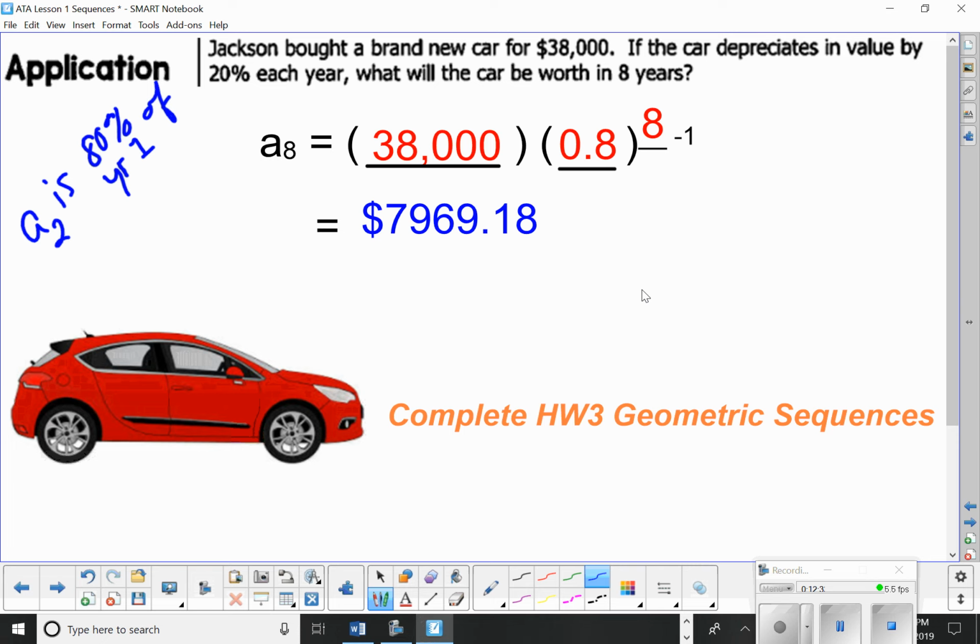Your $38,000 car, 8 years later, is only worth $7,969.18. Kind of a hard one to swallow, but it's there.